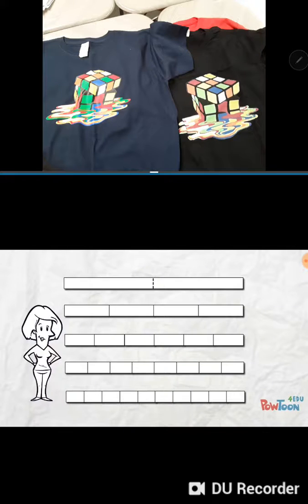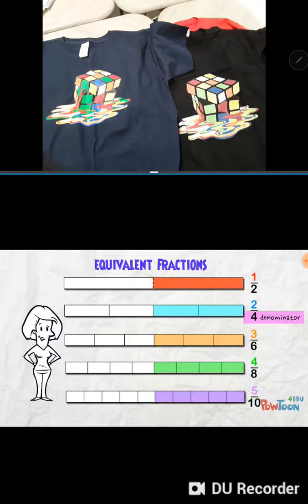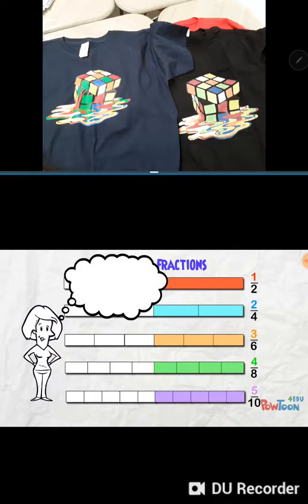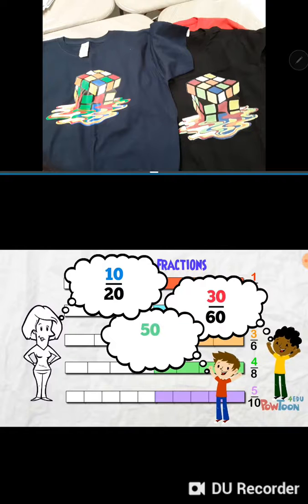Let's colour up one half of it. One part out of two. And that's two parts out of four. And 3 parts out of 6, 4 parts out of 8, and 5 parts out of 10. You can see these are all equivalent fractions. Notice that the denominator is 2 times its numerator for all these equivalent fractions of 1/2. And you could easily think of some more like this without using fraction strips: 10 over 20, 30 over 60, 50 over 100.